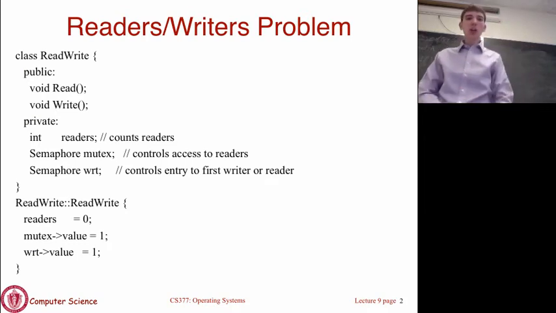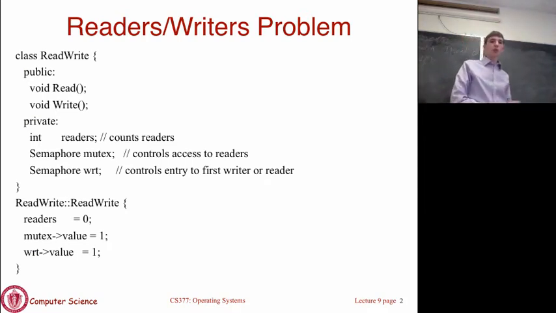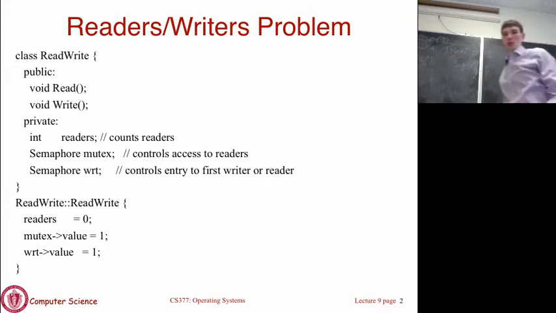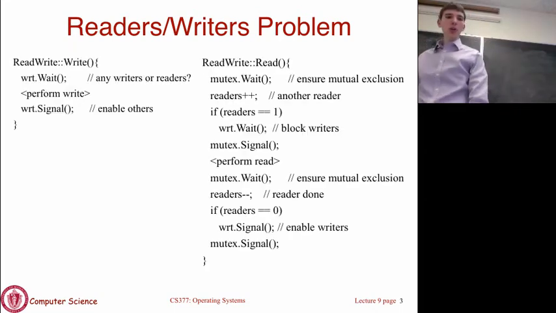So let's look at how to solve this using semaphores. We're going to use essentially two semaphores to do this. We're going to have some integer that's counting the number of readers. Initially, there's going to be no readers. And we're going to set the initial values of the mutex and the write semaphore to 1. So let's look at how this works.